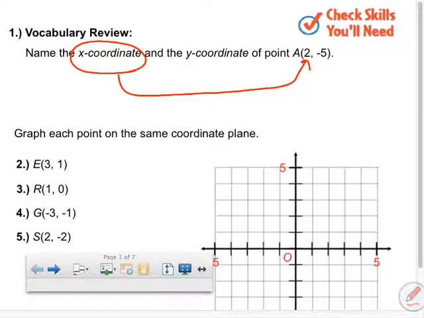And then can somebody tell me what is the value of the y-coordinate? What is the value of the y-coordinate? Go ahead. -5. -5, correct.